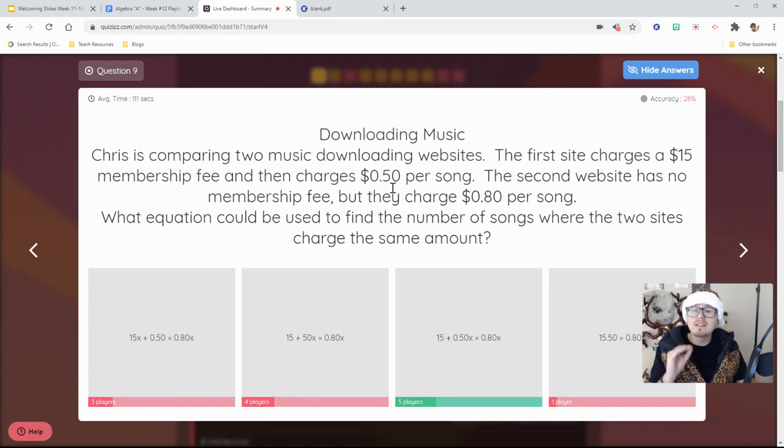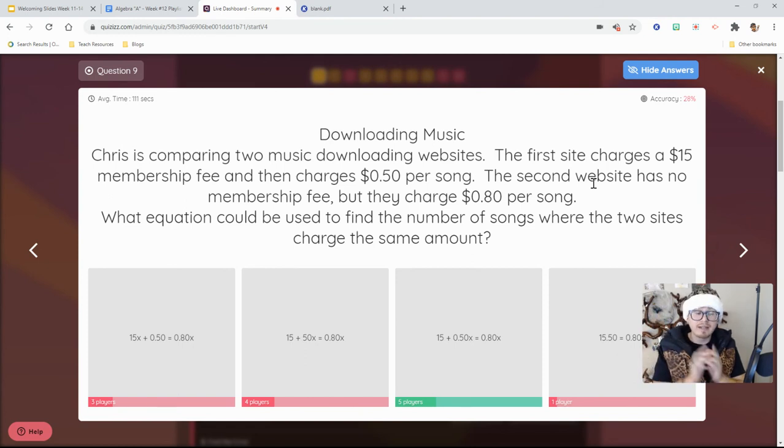Do you know how many songs you're going to download at this point in time? No. So that's probably going to be a variable, right? The second website has no membership fee. So you don't got to pay nothing up front, but you pay more per song. Cool. Do it. Send me them beats and then we can eat.